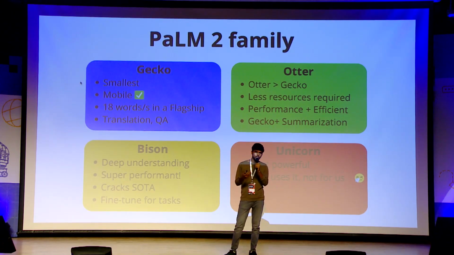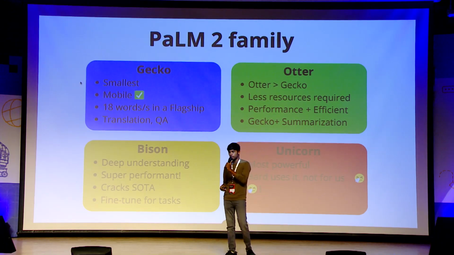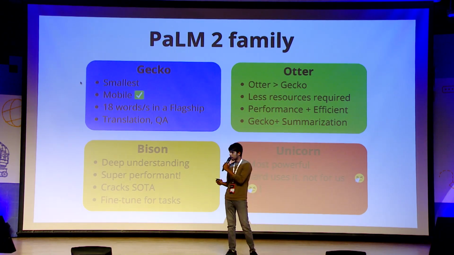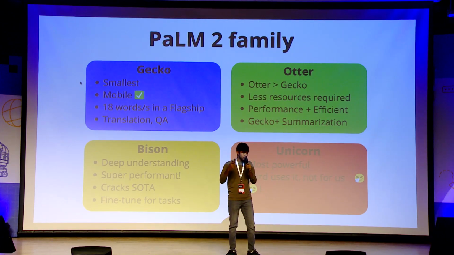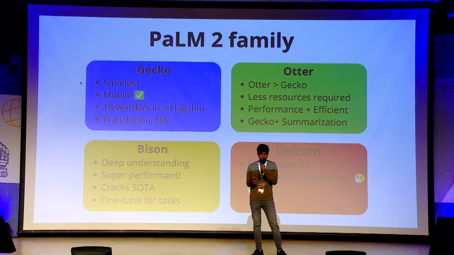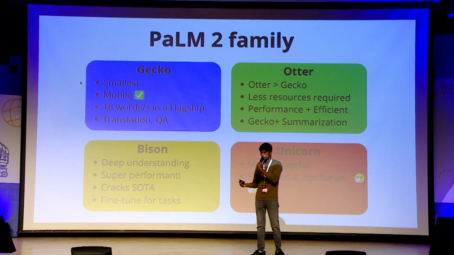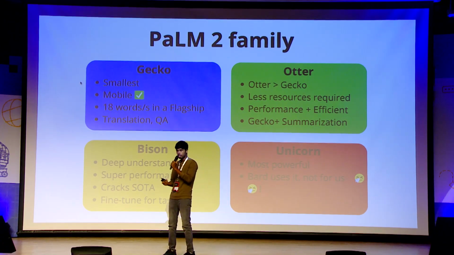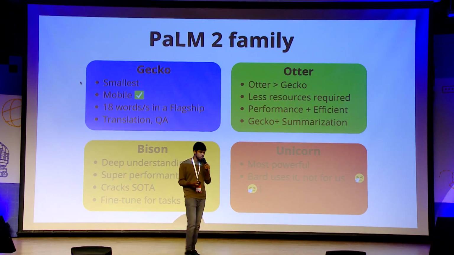So this process yielded us 4 important models, which is Gecko, Otter, Bison, and Unicorn. Gecko is the smallest model of all. It's so amazing that it can run on a flagship. It is capable of generating 18 words per second. Yes, it can actually run on our mobiles. And Otter is the model that strikes a balance between performance and efficiency. It is also capable of whatever Gecko is capable of, and also additionally does summarization.